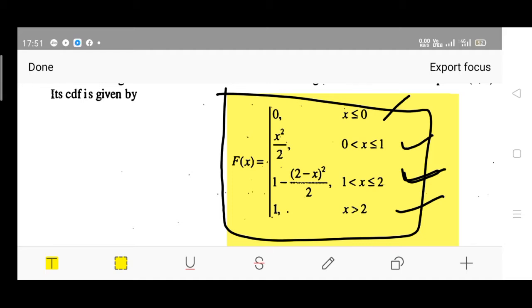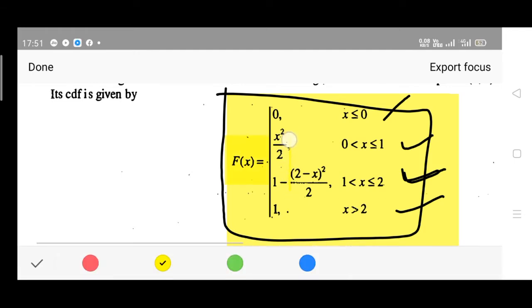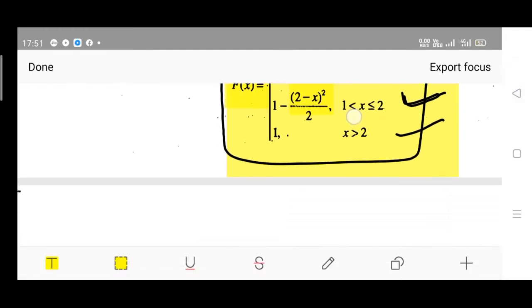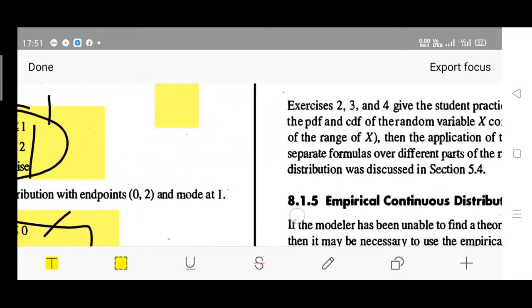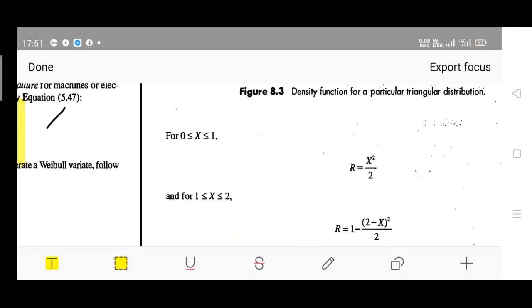Then for the remaining cases, if it lies between 0 and 1, then x square by 2 is the value. Between 1 and 2, it is 1 minus (2 minus x) the whole square by 2. Otherwise it is 1, that is for x value greater than 2. That is what the CDF value is.